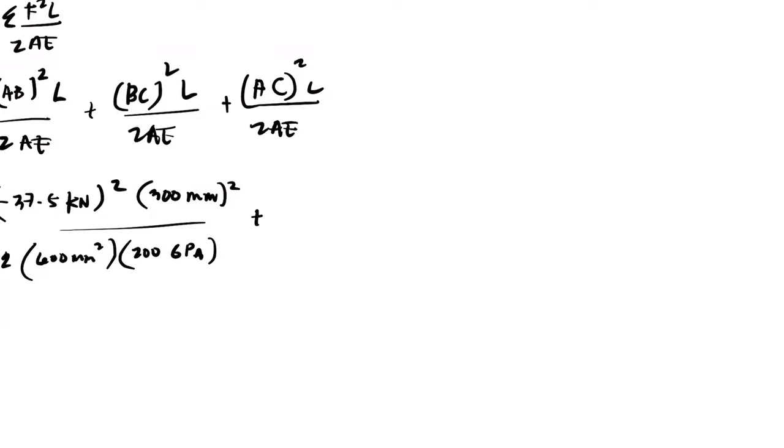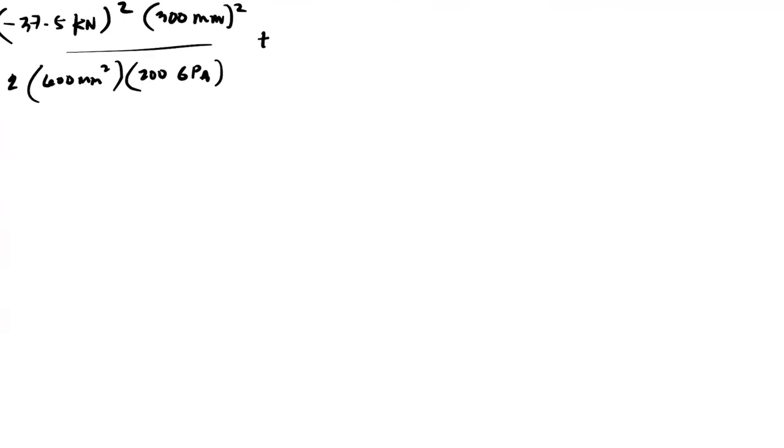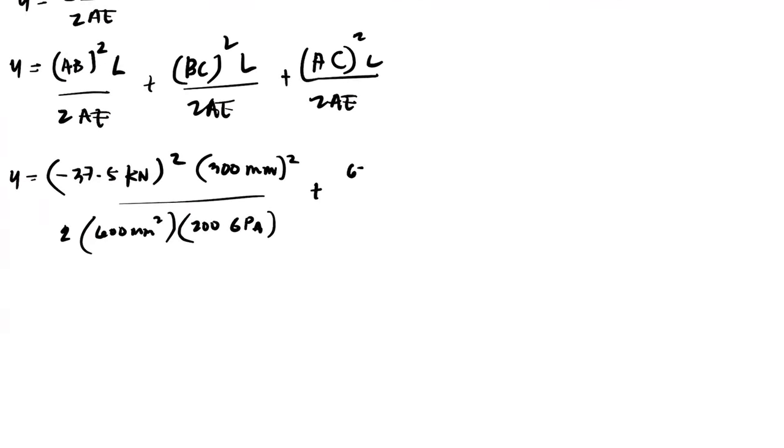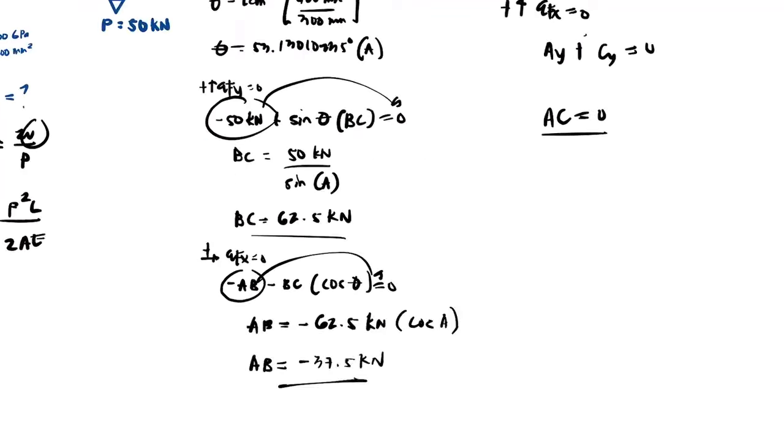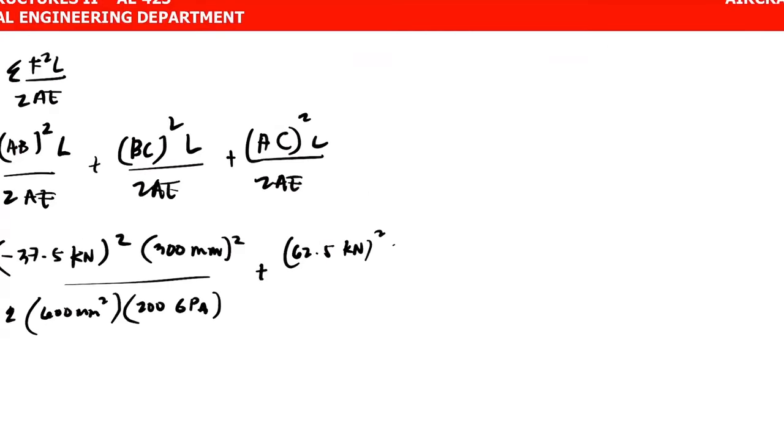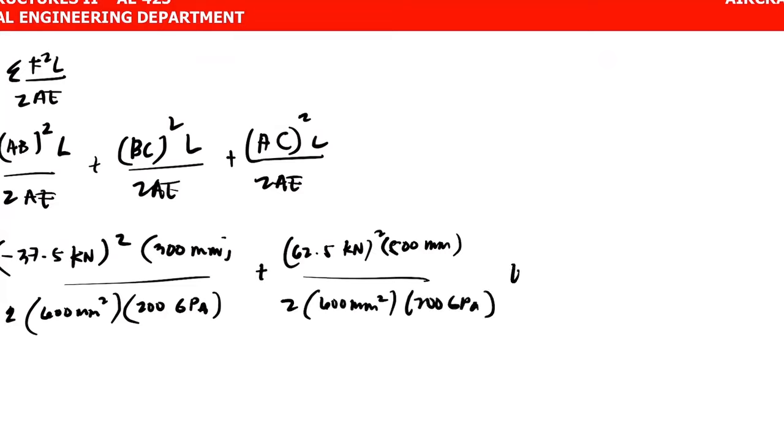Next, ating BC. Meron tayong BC na 62.5 kilonewton squared. And BC is 500 mm. Okay. Sorry, dito walang squared. Over 2 times 600 mm squared, 200 GPa. Plus 0, kasi yung AC is 0.4, so 0 na yan.